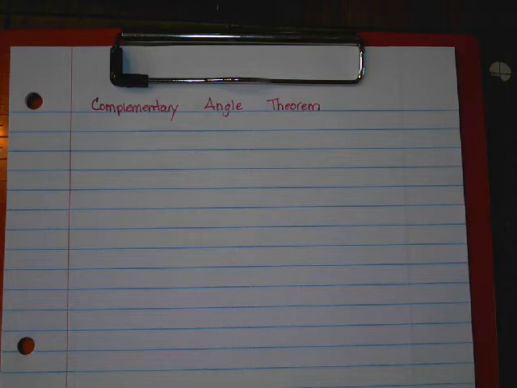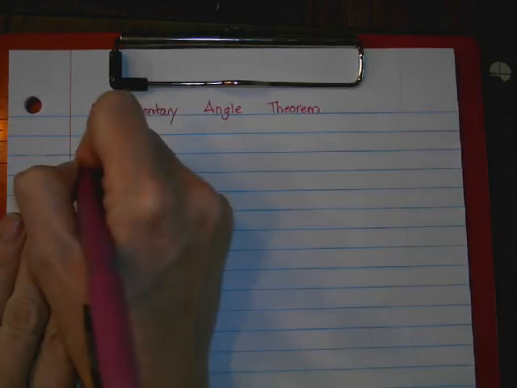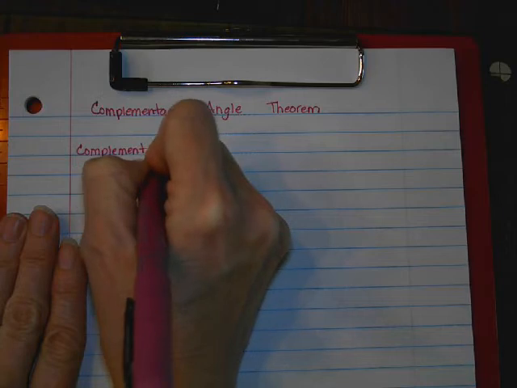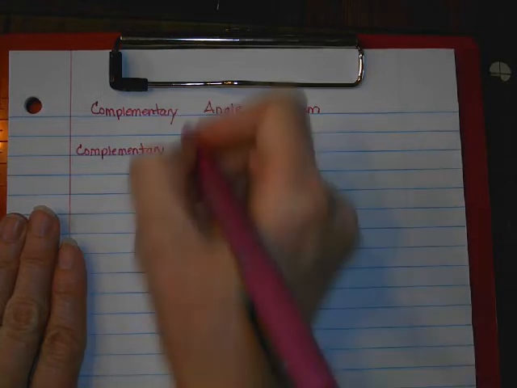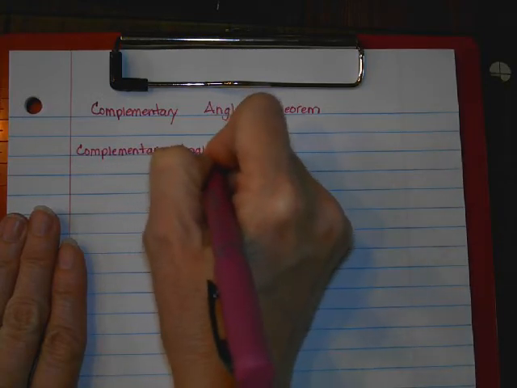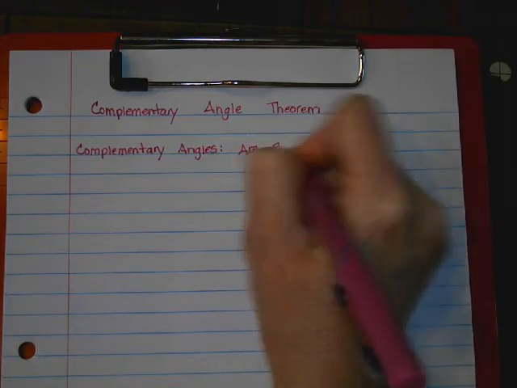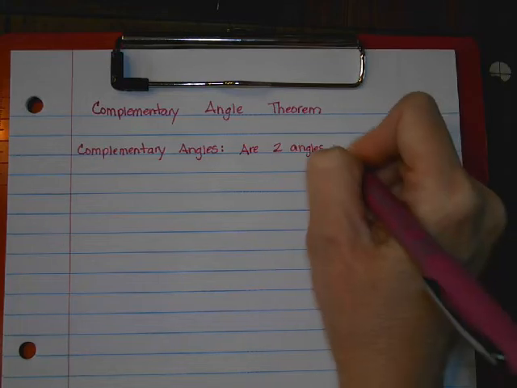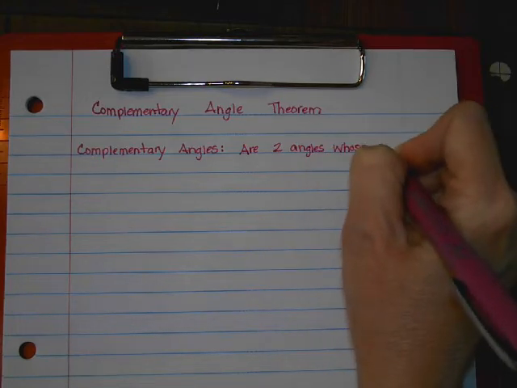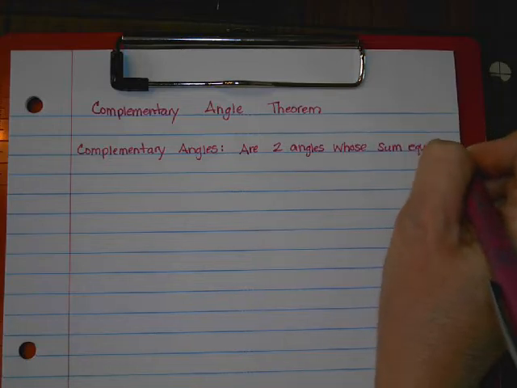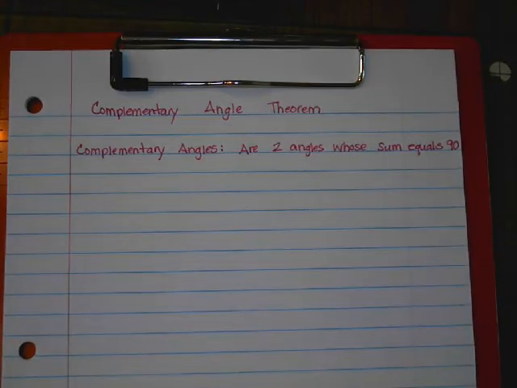All right, on your complementary angle theorem, we're going to think about complementary angles back from geometry. So let's first make a note about what complementary angles do, because that's going to help you out. If you don't remember from geometry, hopefully I'll bring this back into remembrance. So complementary angles are two angles whose sum equals 90.